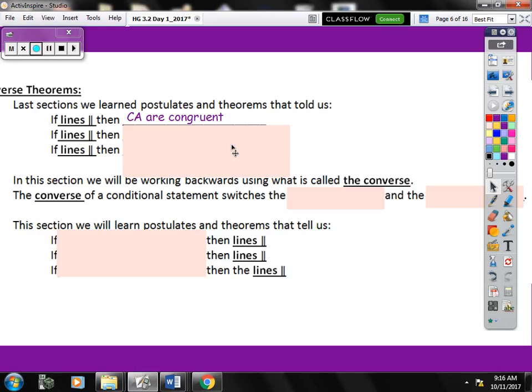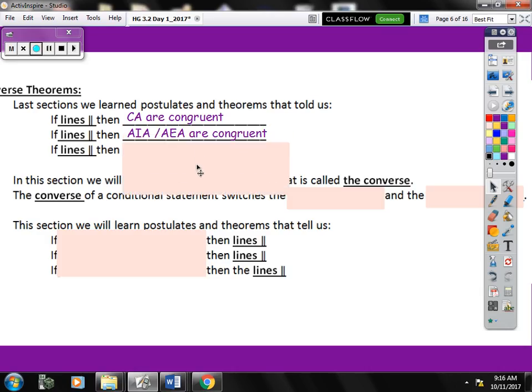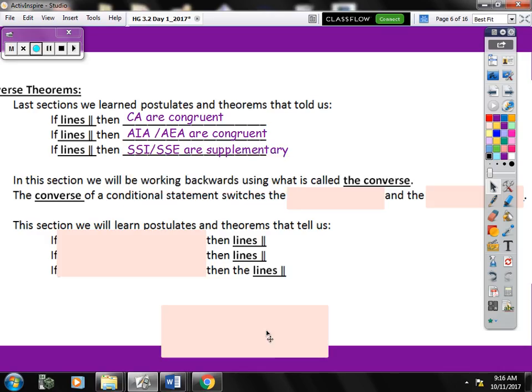That was our corresponding angles postulate. It also told us that if lines were parallel, then AIA and AEA, alternate interior angles and alternate exterior angles, are congruent. You can use your congruent symbol if you'd like. And we also learned that same side interior and exterior angles were supplementary.